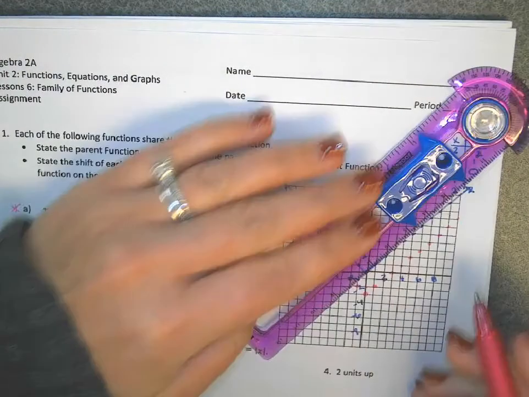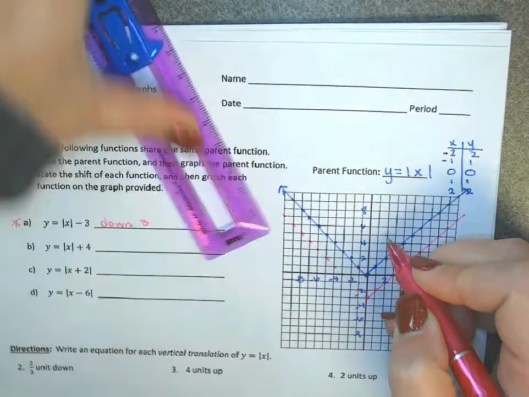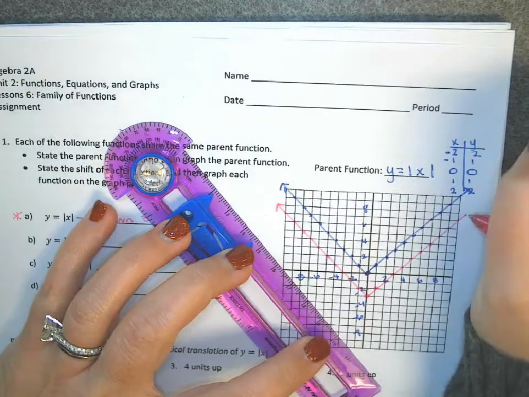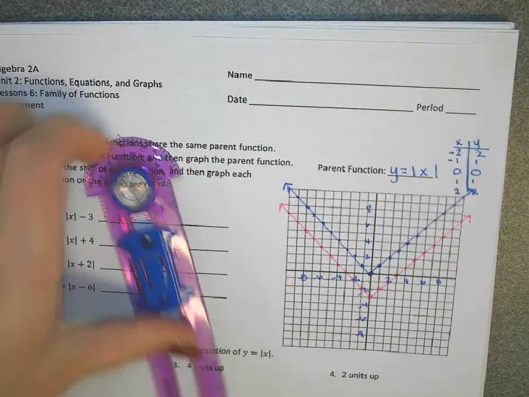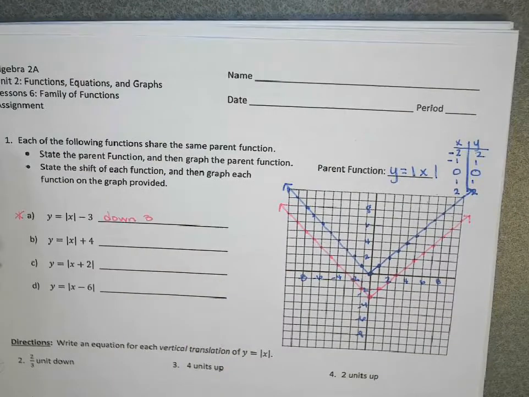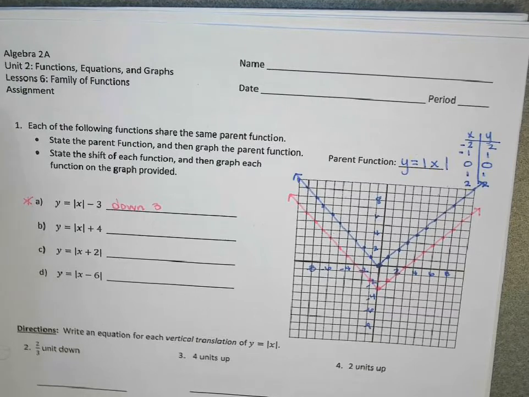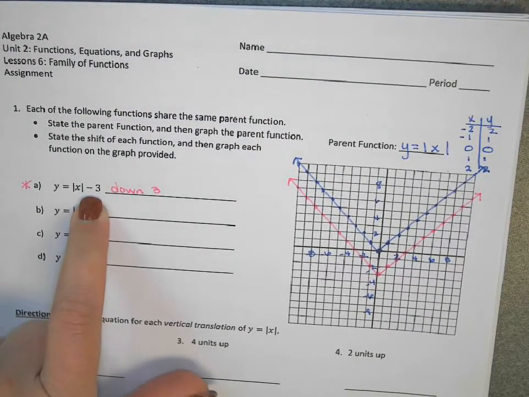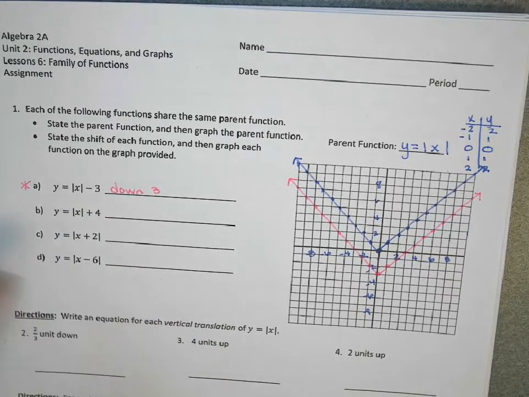And now I connect those points. And voila, I know how to graph that function without having to make a table or using a graphing calculator or writing 2 linear equations. I can graph it just by knowing that that's going to take the parent function and shift it down 3. So now you guys can do B, C, and D.